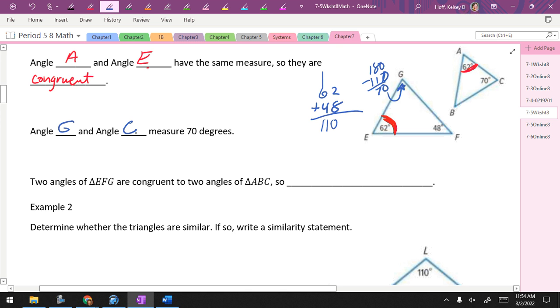And here's the deal. You got to check because they're going to trick you sometimes and they're not going to be the same. So because I have E and A, one pair, and then G and C, a second pair, so two angles of EFG are congruent to two angles of ABC. So this is where we write our similarity statement.